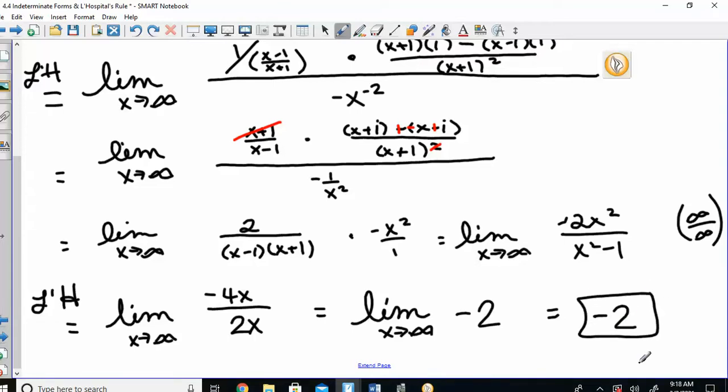A lot of work there. But that one really illustrates there is no way we could have looked at the beginning problem, the infinity times 0, and known we were going to get negative 2 there. So you can't just look at those and make a guess. Alright. Let's try some more.